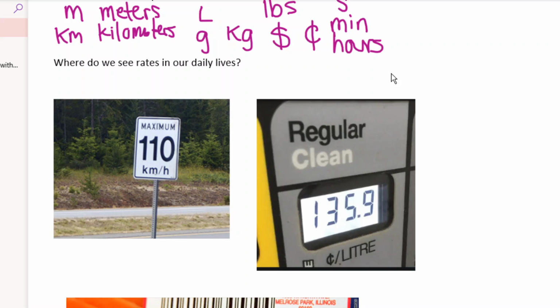One of them is speed limits. Right? A speed is like a rate. It's measured in kilometers per hour, which is a unit of distance per a unit of time. Here, I'll just do a little circle of that there. Here we have gas prices. They are in cents per liter. So 1 liter of gas would cost 135.9 cents. So cents per liter.